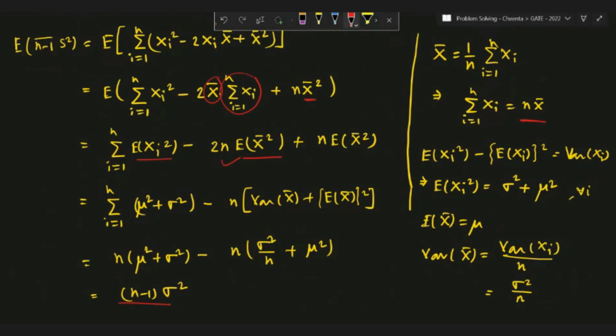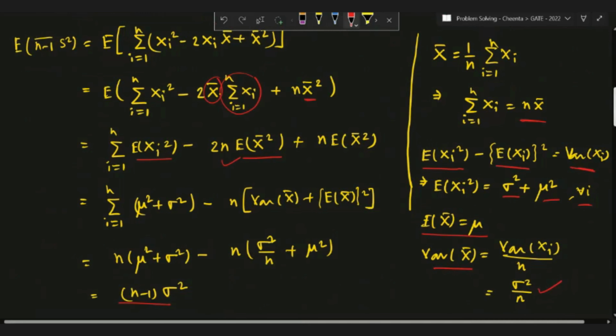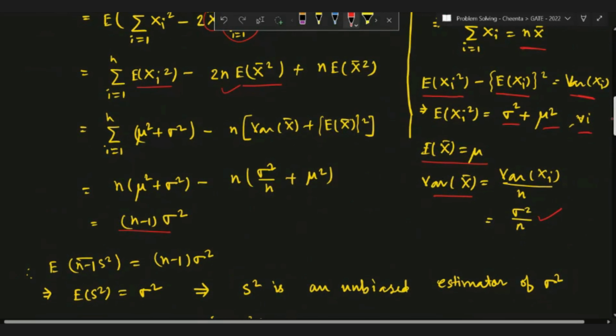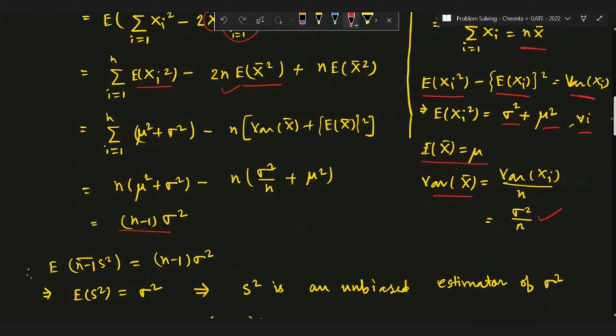Now, expectation of xi square minus (expectation of xi) whole square is variance of xi. So we can write expectation of xi square equal to variance of xi, which is sigma square, plus (expectation of xi) whole square, which is mu square, for all i. In this procedure, we can also obtain expectation of x bar is mu and variance of x bar is sigma square by n. So we now plug in the values. Expectation of xi square is mu square plus sigma square. For x bar, it comes out of the summation with the constant multiplied n, and expectation of x bar square becomes variance of x bar plus (expectation of x bar) whole square.